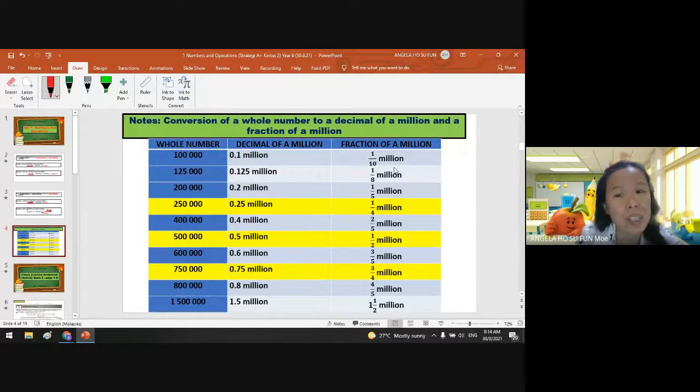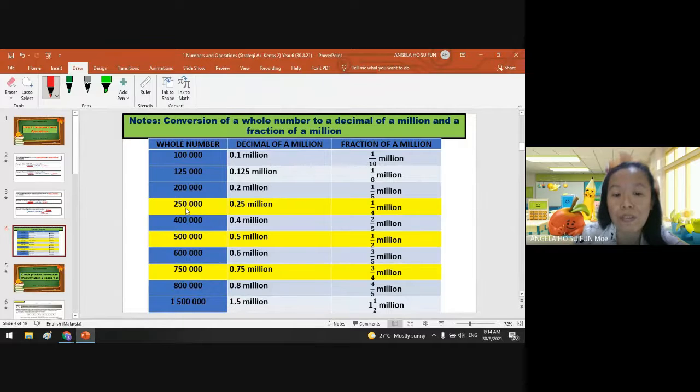Okay, it's already stuck in my mind. For example, 125,000, I know this is 0.125 million, which equals 1 over 8 million. Same like 200,000: 0.2 million, and this is 1 over 5 million. So how do you do it? You just divide it by 1 million, and you will get the fraction.